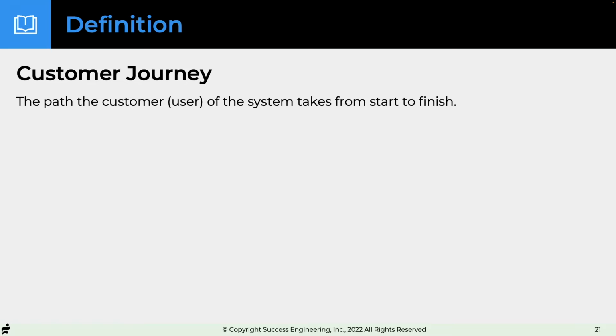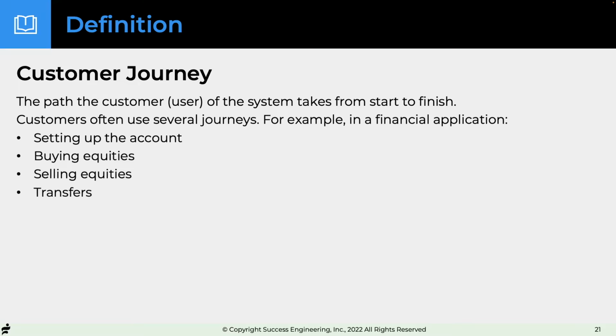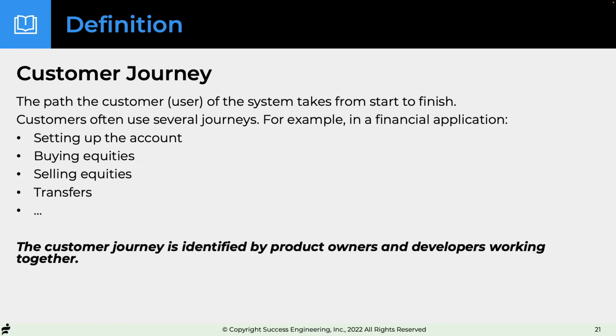Okay, this is basically the path the customer takes from start to finish. They often have several journeys. In a financial application, you might set up the account, buying equities, selling equities. These can all be different customer journeys, transfers, a variety of things. So when you change the system, actually, sometimes you change multiple customer journeys. It's identified by product owners typically and developers working together.